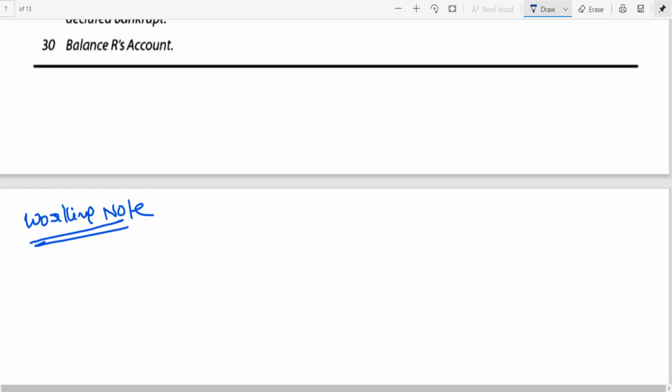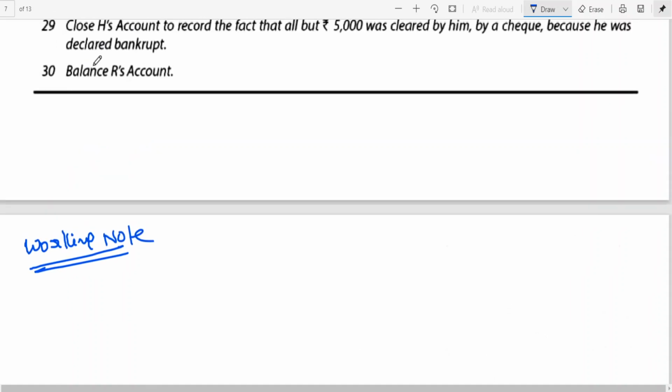So for your convenience, for non-commerce background students, I'm going to give you entries first so that the ledger will be easy. That will become a working note. Working note means which is not required, not given in the problem. For that I am writing entries. Right, working notes.